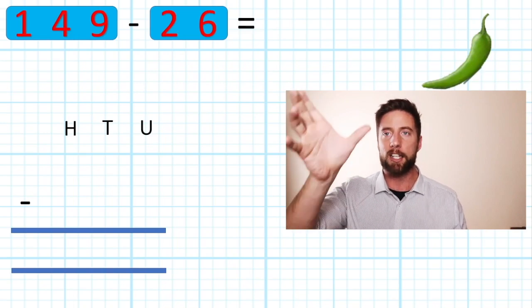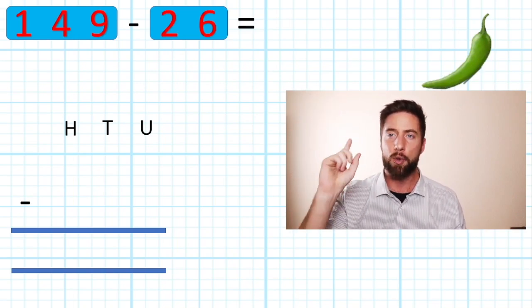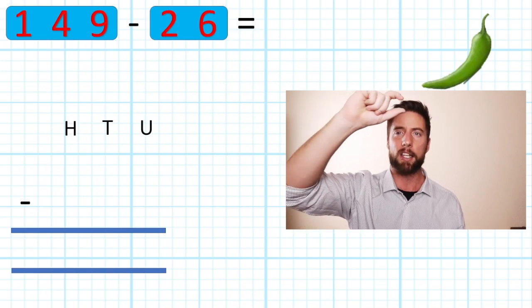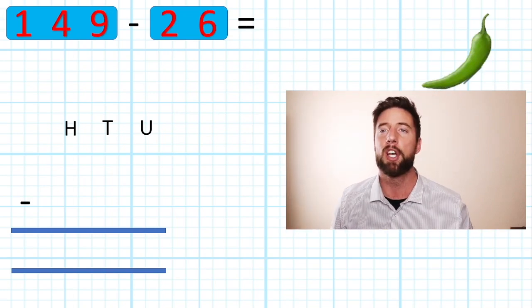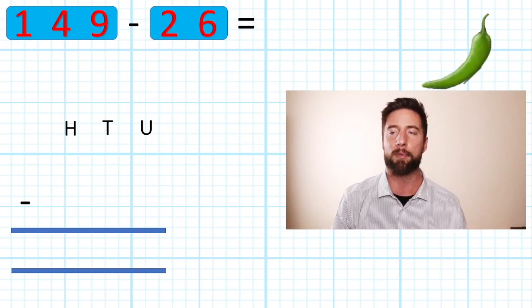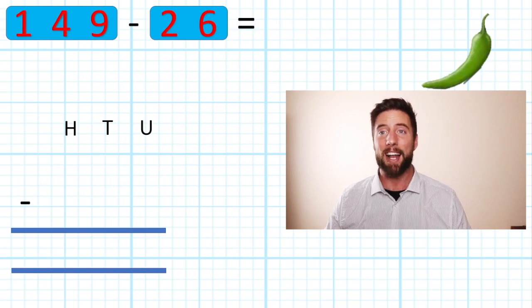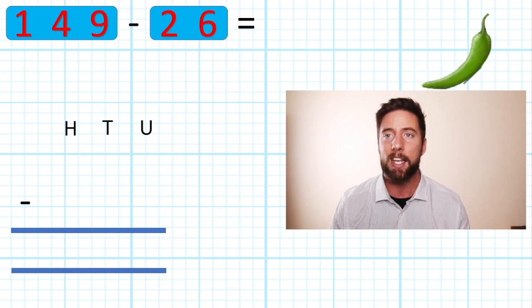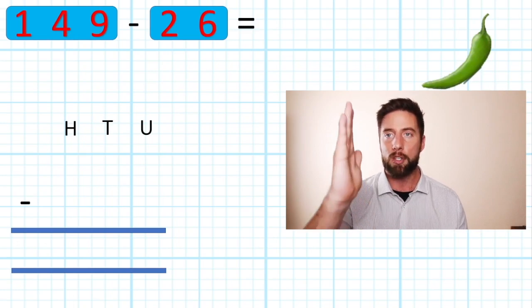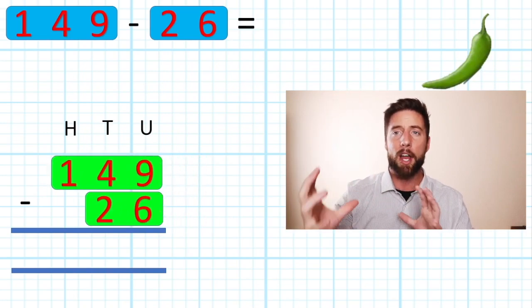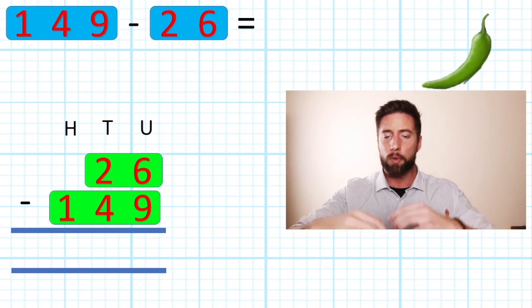So first things first, let's arrange our columns. And you will know if you've seen any of my other videos, it's very important we put our units, our tens and our hundreds, our column titles at the top there to remind us to stay in our columns and be neat and organized. So hopefully we're pretty confident with our place value. If you're not, check out our place value videos, get all the information you need on that. But I know that I'm going to put my 9 and my 6 in my units column. But which way around do I put them? Do I put my 149 on top? Do I put my 26 on top?